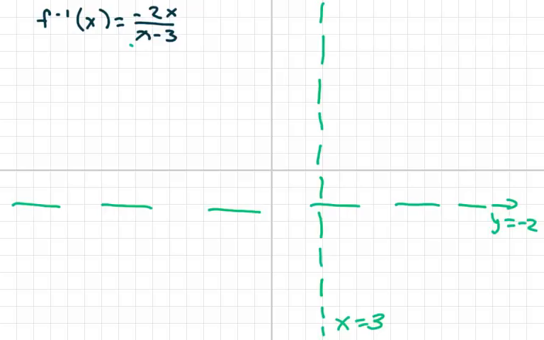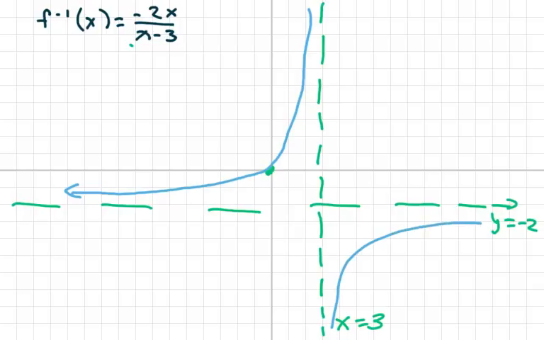Now my intercept is still at 0, 0 for both of these, and then you just kind of graph it based off of that. So it's going to go this way. And so it's going to come down to here and go out around this way. And we're just doing a sketch. Okay, now we're going to put it together.